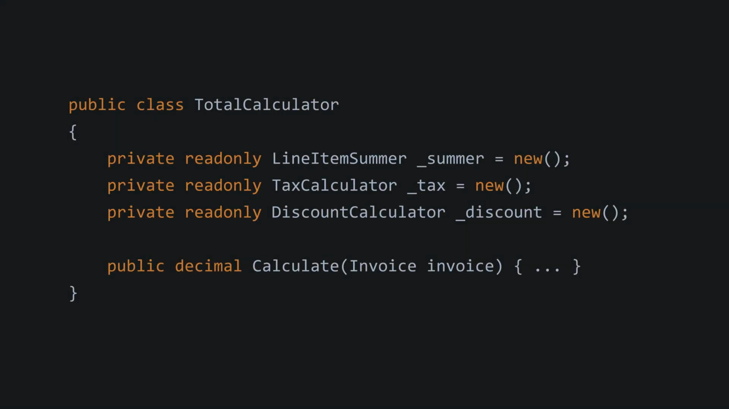Invoice calculator gets split into total calculator, tax calculator, discount calculator, and line item summer. 4 classes now, each with one method, each wired into the next. To answer one question, what does this invoice cost? You now open 4 files and trace a call through all of them.